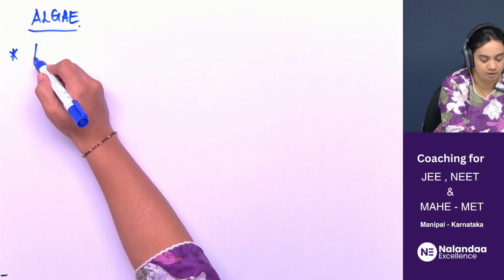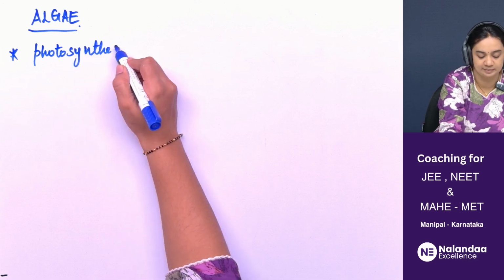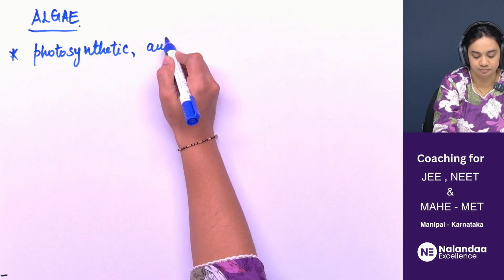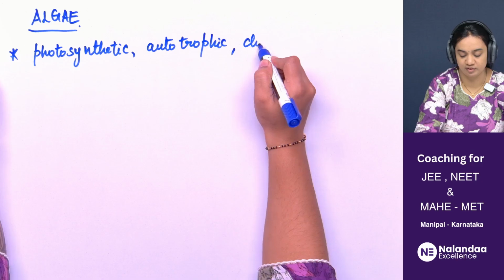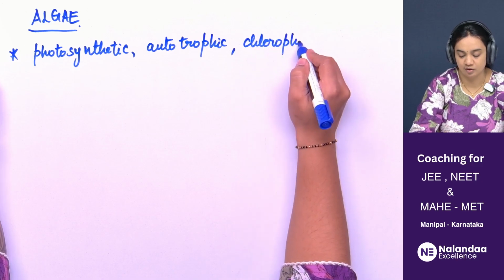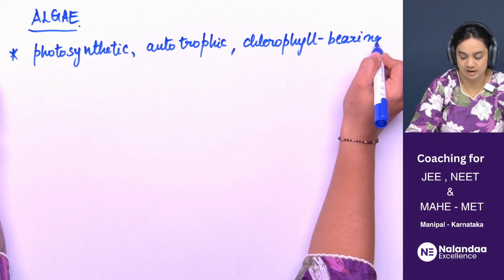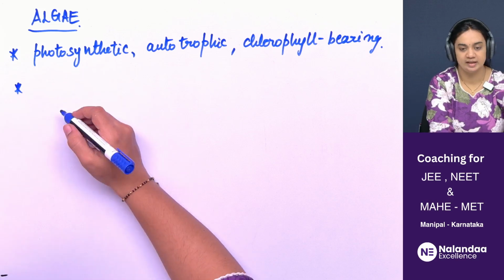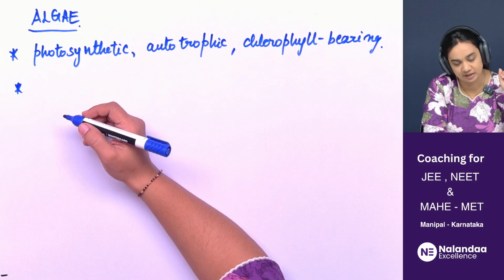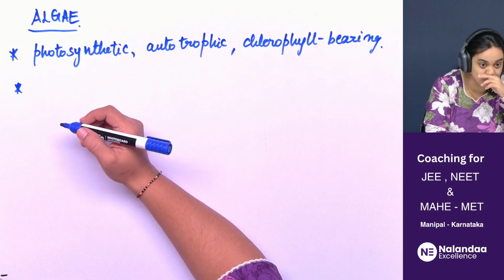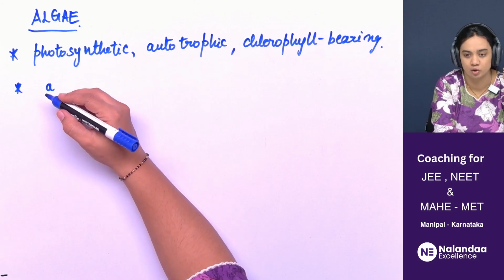They are photosynthetic, autotrophic, chlorophyll bearing, and eukaryotic organisms. And then occurrence, generally it occurs both in marine as well as freshwater habitats, and it can also occur in terrestrial habitats, mainly moist stone, moist rocks, wood, right?